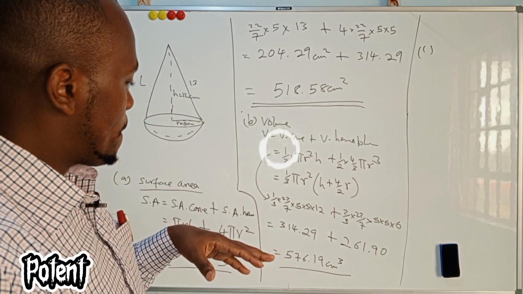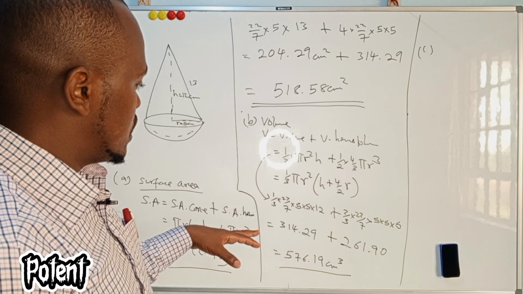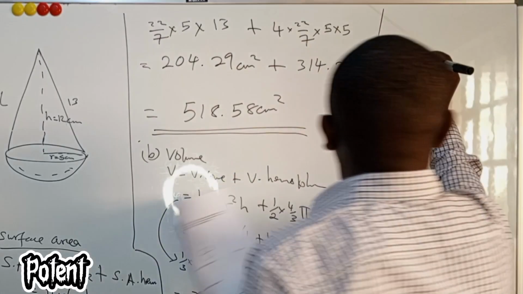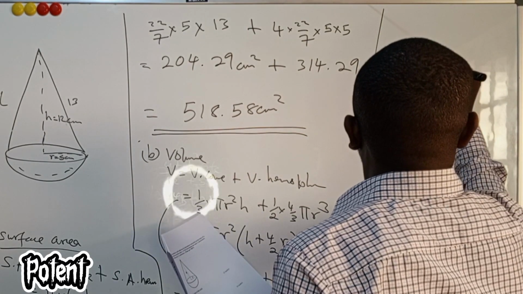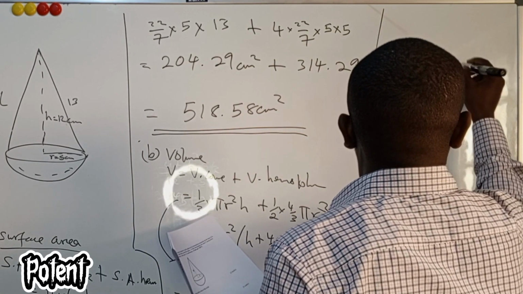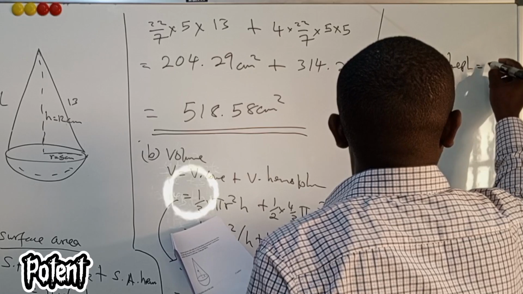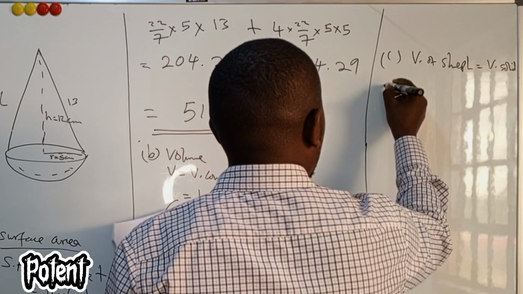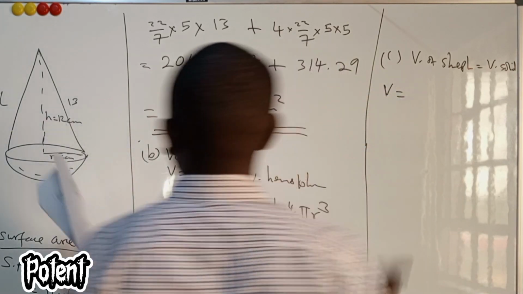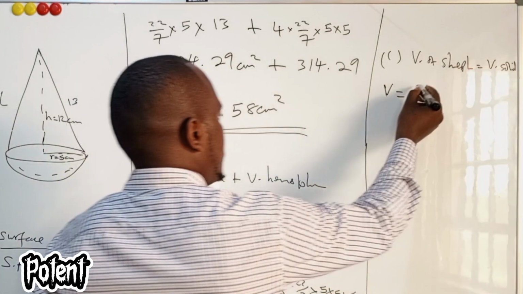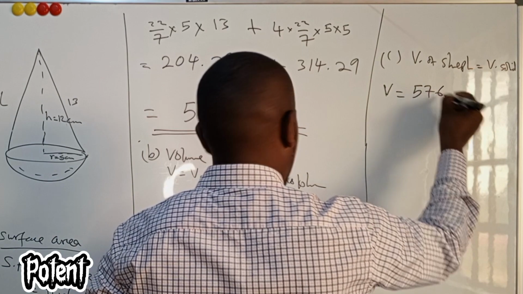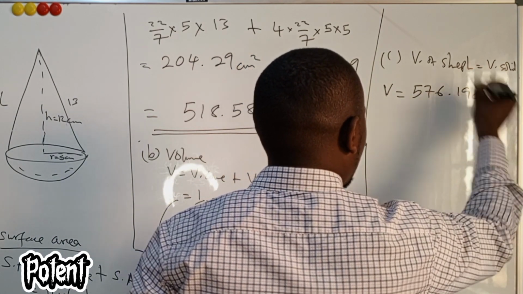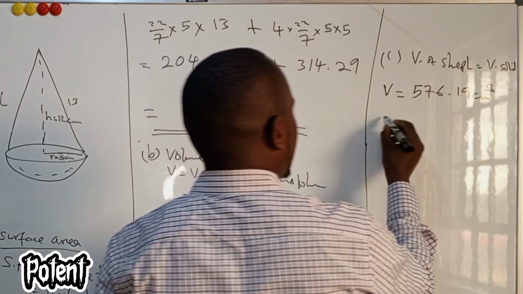Now, with that part, you say volume of sphere equals the volume of the solid. So it has not changed. Now the new volume is the same. So where is the volume? You have 576.19 centimeters cubed. Now you are going to find the surface area.